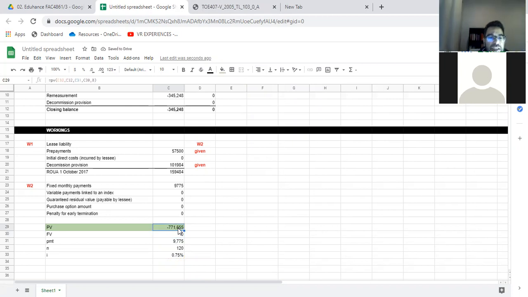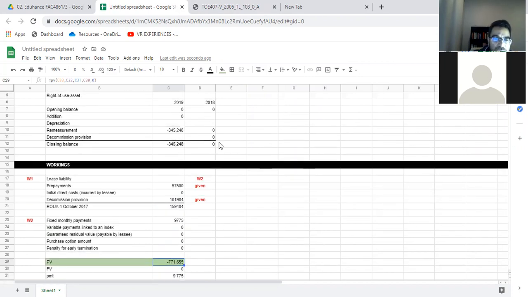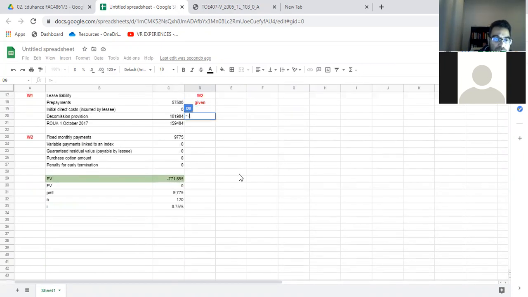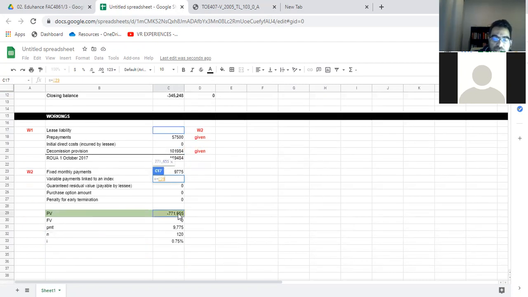So the present value is 771,655.65. So now that is what I'll go and plug in over here. Sorry, that's not what I'm doing, let me just take that out. The lease liability is over here, equal to negative 771,655. So there we go.